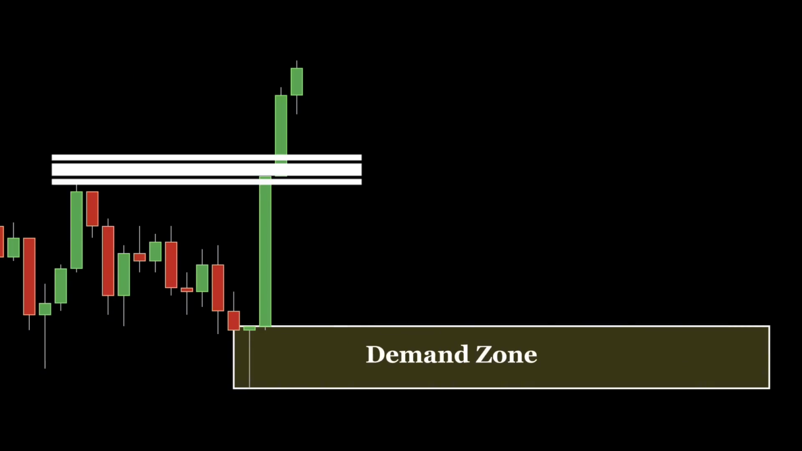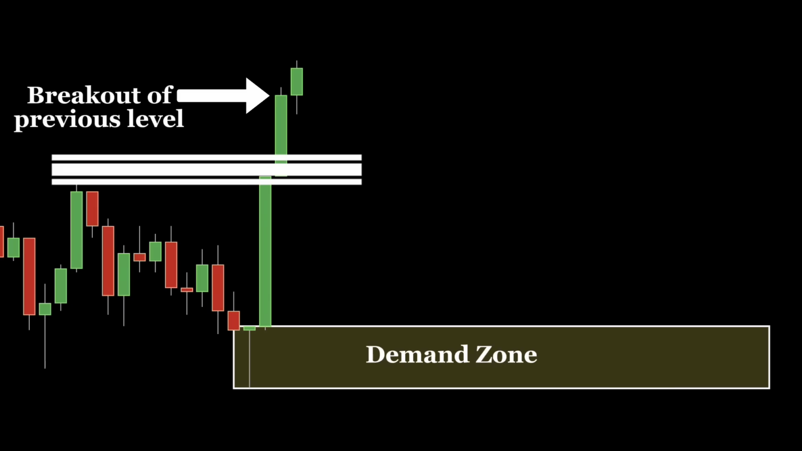Now, consider the breakout of structure. Look closely, and you'll see that this move broke above a key resistance level, creating new highs. This breakout is a hallmark of institutional activity. It shows smart money stepping in to push the market higher, while trapping retail traders and triggering stop losses. This type of structural break further confirms the zone's strength.